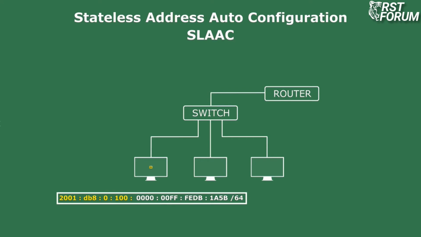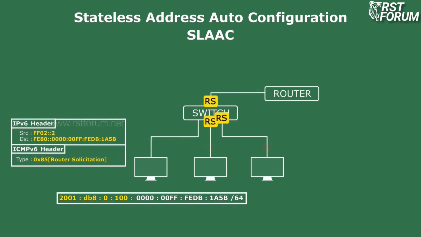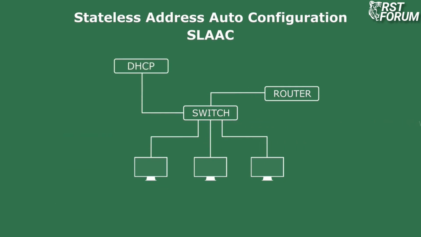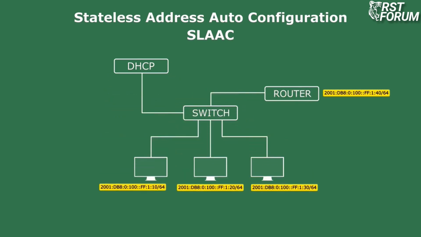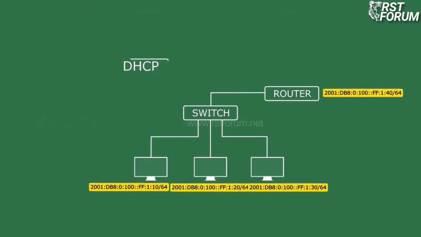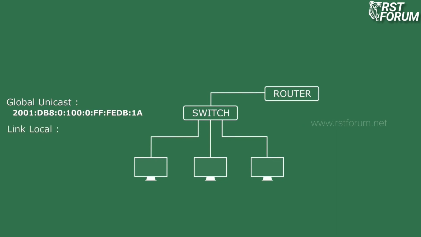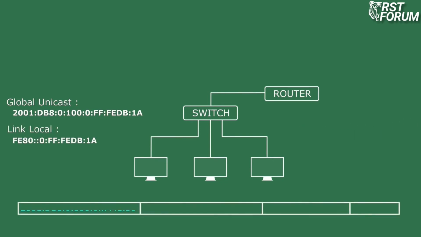Computer can also send router solicitation, requesting the router to send router advertisement. Alternatively, administrators can also opt for DHCP-based IPv6 address configuration, or manual configuration. Now the computers on LAN are ready for communication with their link local addresses and routable IPv6 addresses.